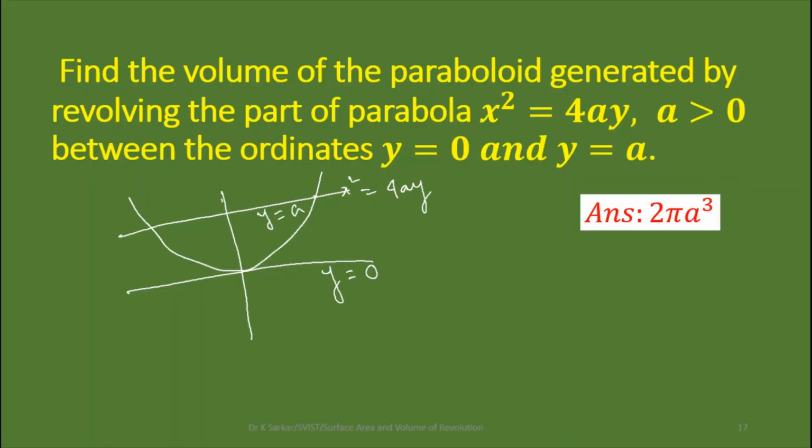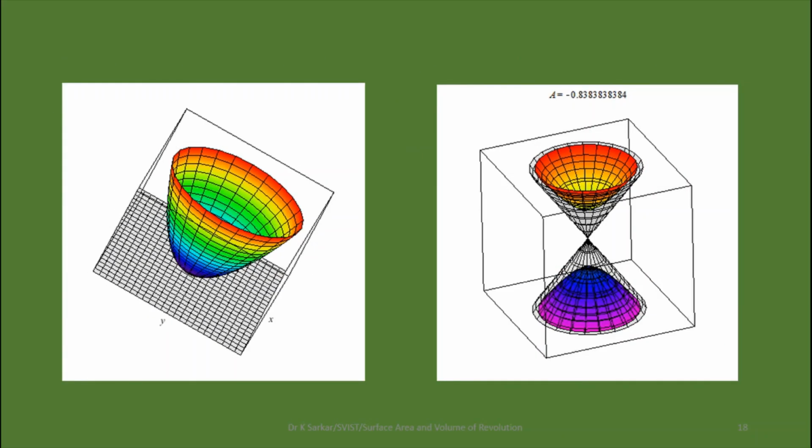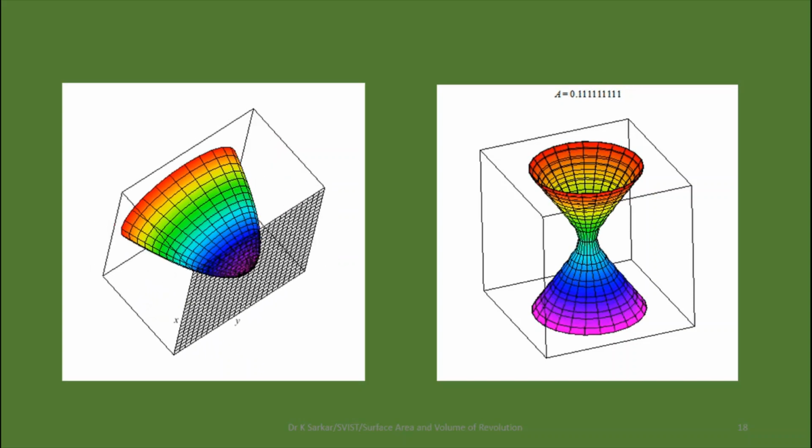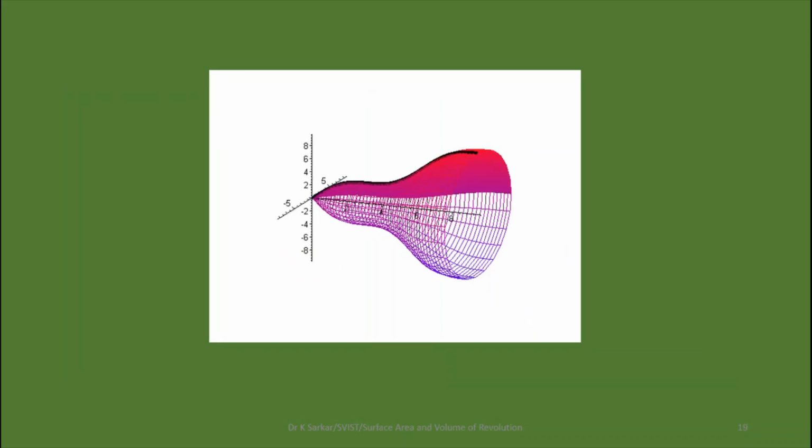Next question: find the volume of the paraboloid generated by revolving the part of the parabola x square equals 4ay, a greater than 0, between the ordinates y equals 0 and y equals a. Here let us draw the parabola which is revolving around the y-axis and ordinates are 0 and a. Now you can apply the formula for volume and find it yourself. Here is the diagram to understand the paraboloid.